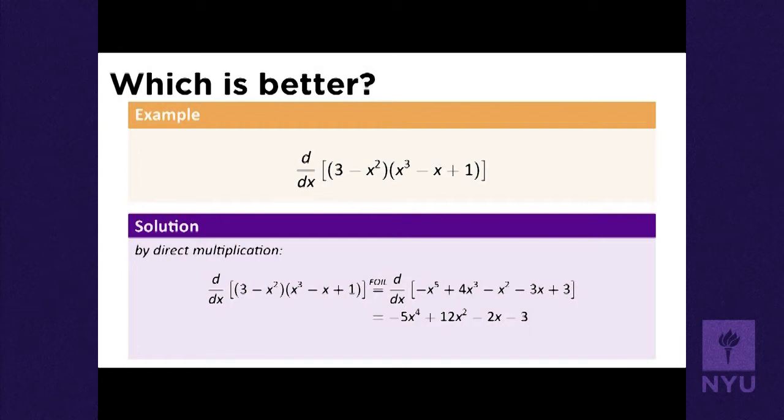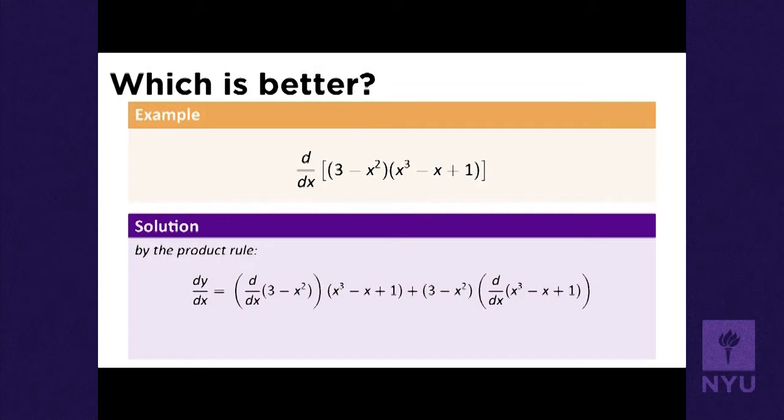Right? And that much we know. What would happen if we tried instead to do it with the product rule? If you were copying down the power rule way, I'll go back to it in a second. But if we do it with the product rule, we have two factors, 3 minus x squared and x cubed minus x plus 1. We'll take the derivative of the first times the second plus the first times the derivative of the second. And then here's what we would get.